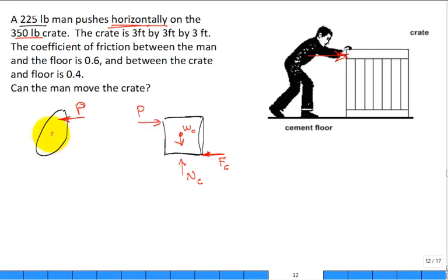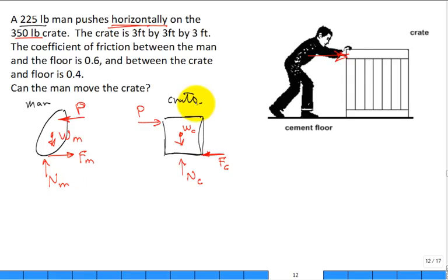So then we're going to have the weight of the man. And we'll have the normal force between the floor and the man, and which way is the friction between the bottom of the shoes and the floor going to act on the man? Well, the floor is actually going to sense pushing the man to the right, because the shoes are pushing the floor in the opposite direction. That makes sense? All right.